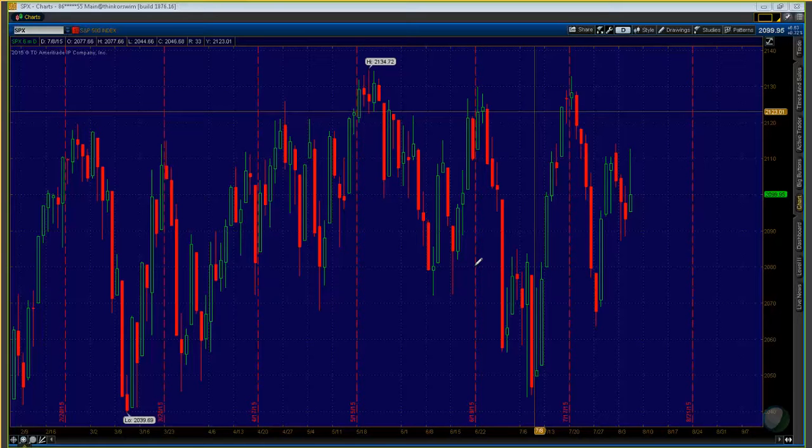Hope everybody can see my screen. I've got a blank chart up of the SPX just so we can get started. Some people may not know where to find Ichimoku and how to set it up.